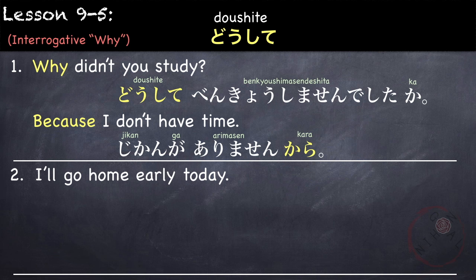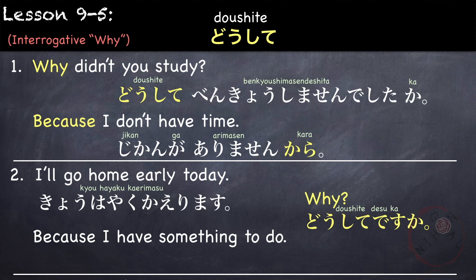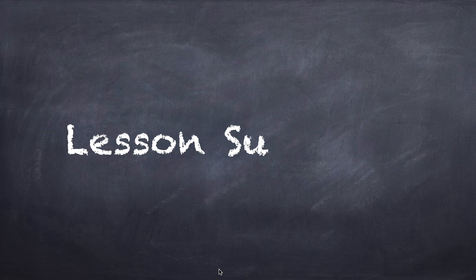You can also use どうして to ask question about what the other person said. So if someone says, I'll go home early today, which is 今日早く帰ります。今日, today, 早く early 帰ります to go home. So you can ask the reason why, which is どうしてですか? Or why is that? どうして早く帰りますか? Or in short, どうしてですか? So the other person might say, because I have something to do. Something to do is 用事. 用事があります. And then から. 用事がありますから.